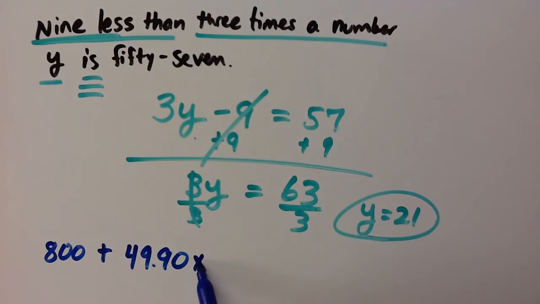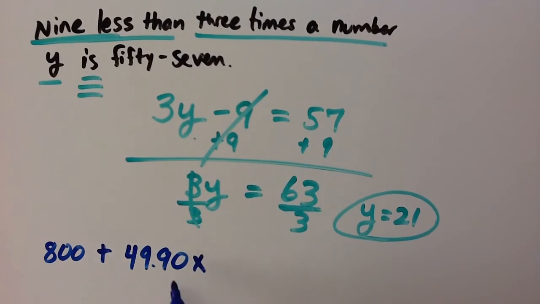So let's say we had 6 uniforms. I would take 6 times 49.90, and that would give me the cost for the uniforms. Or if I had 13 uniforms, I would take 13 times 49.90, and that would give me the cost of the uniforms. So basically x is the number of uniforms, which I don't know. That's why I'm using a variable. But the key word here is each, which lets me know I'm taking the 49.90 and multiplying it by the number of uniforms that I have.